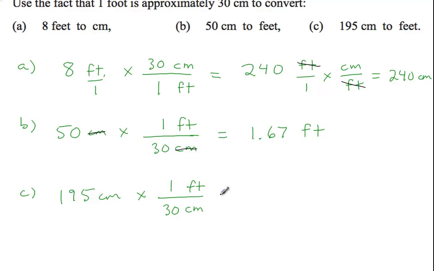And you'll get 6.5. Next we look at units. Centimeters at the top, centimeters on the bottom. They cancel. We're left with feet. So 195 centimeters gives us 6.5 feet.